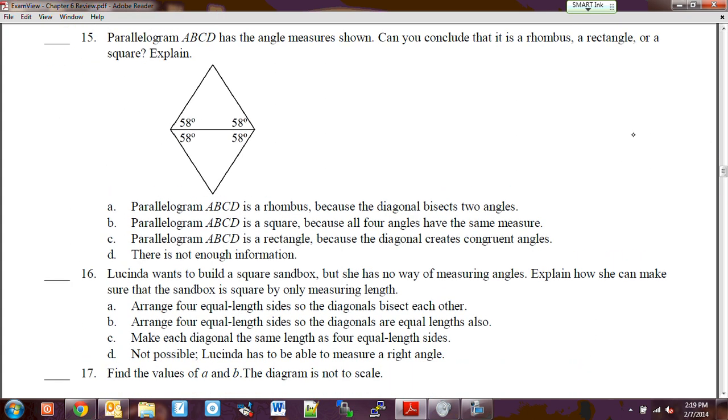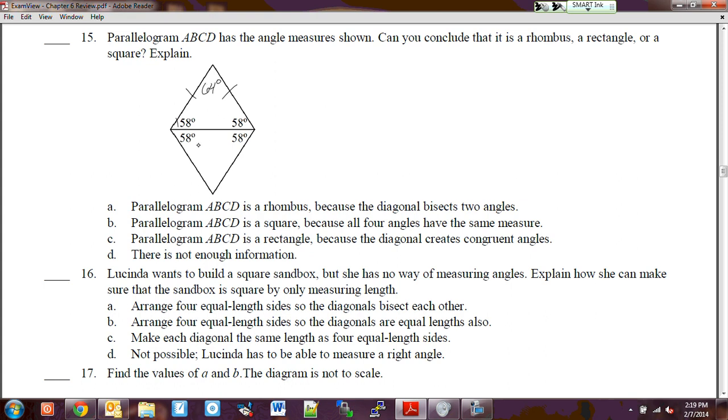All right, parallelogram ABCD has angles measured shown below. Can you conclude that this is a rhombus, a rectangle, or a square? Explain. Well, if we just look at this top triangle here, ignore the bottom one for a second. Since these two angles are the same, we know this is an isosceles triangle. And we also know that the sum of these minus 180 equals this angle right here. Well, 58 plus 58 is 116. And if we subtract that from 180, we get 64 degrees. So we know this top vertex here is 64 degrees.